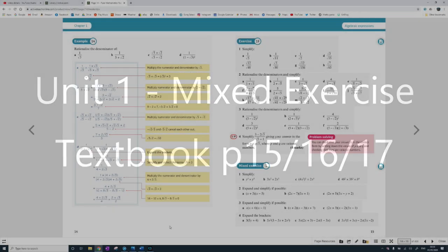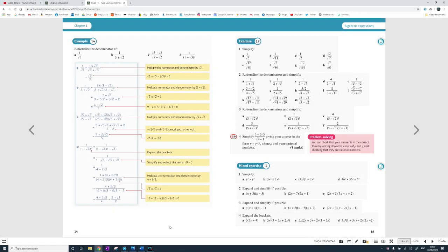Okay, good morning. We're going to start today by looking at the mixed exercise, which is on page 15 of the online textbook. Now, my view is slightly different to yours, but hopefully you can navigate to this page. And I just want to talk about a few of the questions in this exercise. I'm hoping that question 1 doesn't cause you much of a problem.